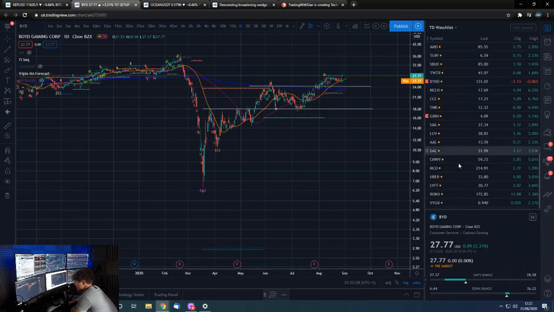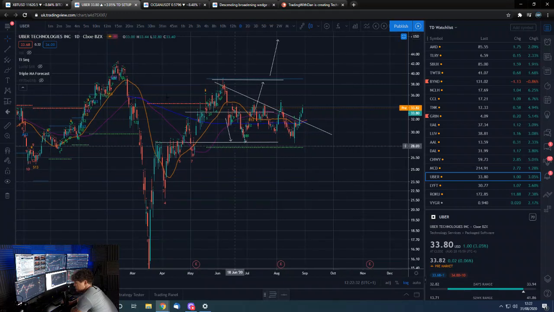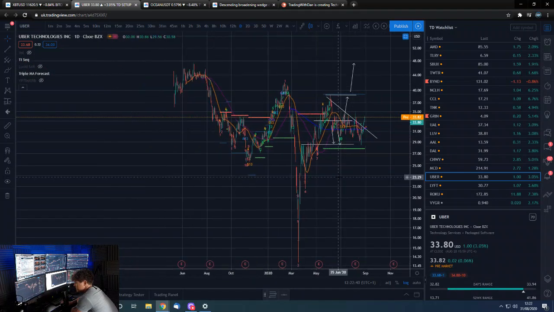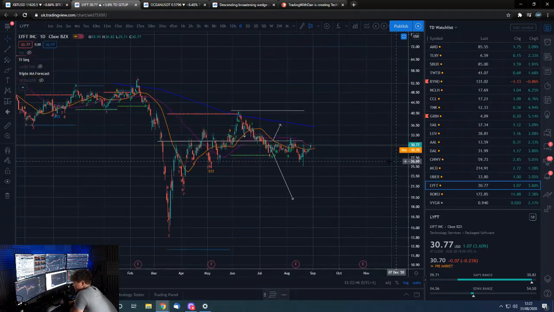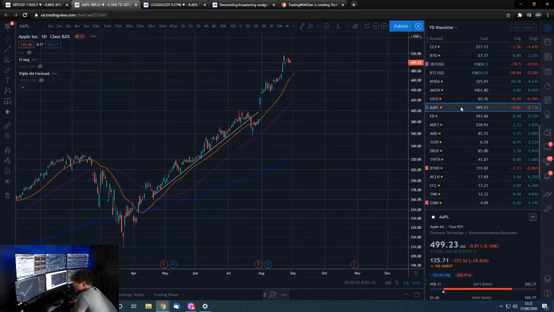What else can we look at here? Uber and Lyft, what are they doing? Yeah, they're not looking as good as the rest of the market. You can see the chart on the daily. If you were holding them with Apple and Facebook and everything going nuts, you wouldn't be too happy. Speaking of Apple and Facebook going nuts, here is Apple.